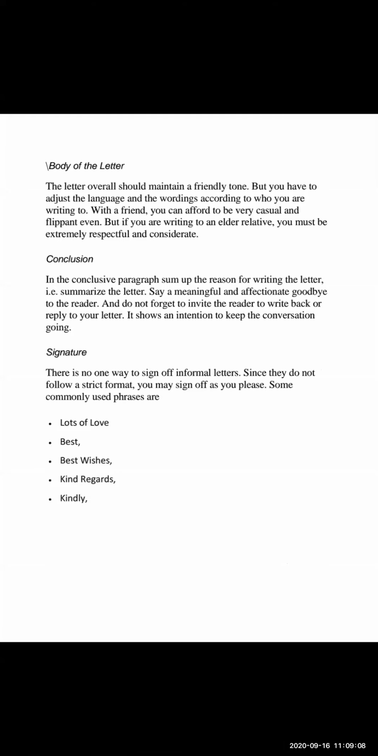So see, informal letter topics first. Inviting your friend, and then advising a friend. If your friend needs any advice, you can write a letter advising a friend, then apologizing to a friend, thanking a friend for spending holidays together, and thanking a friend for another reason also, then reminding a friend, congratulating your friend, requesting for help and admitting a mistake. So these are all the topics.